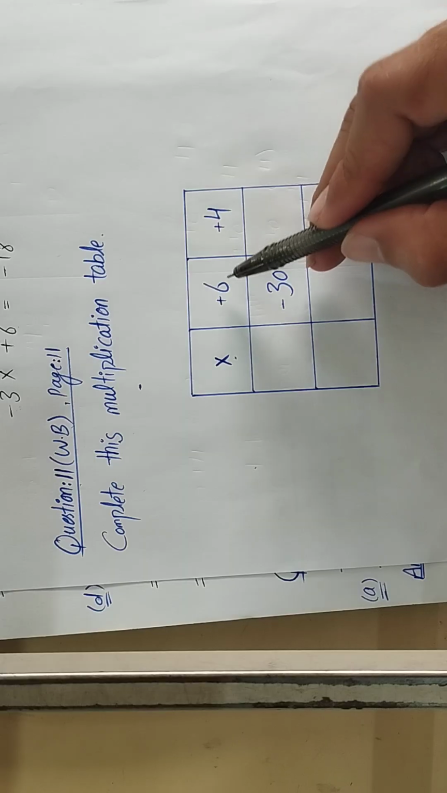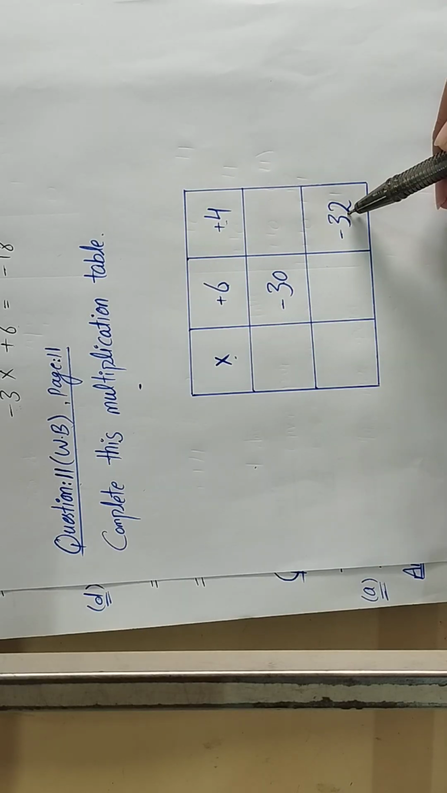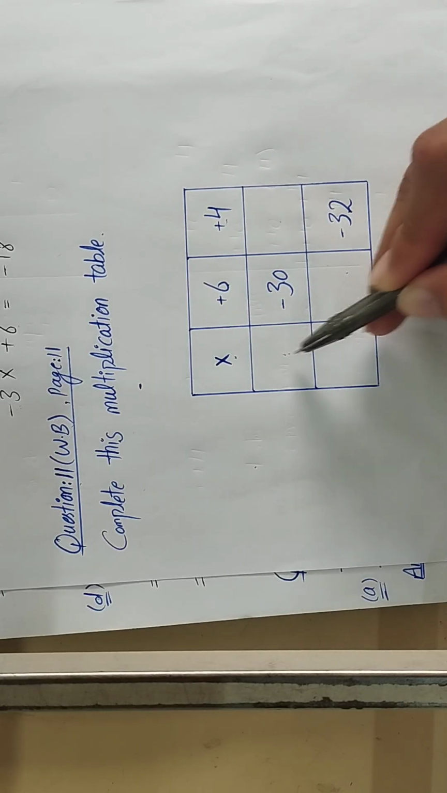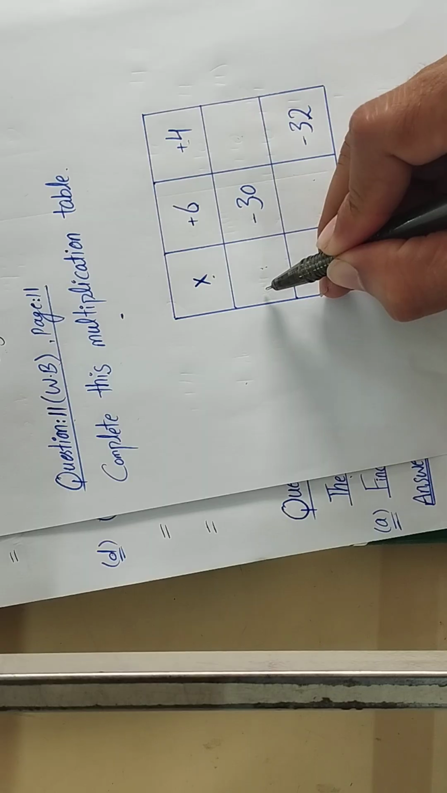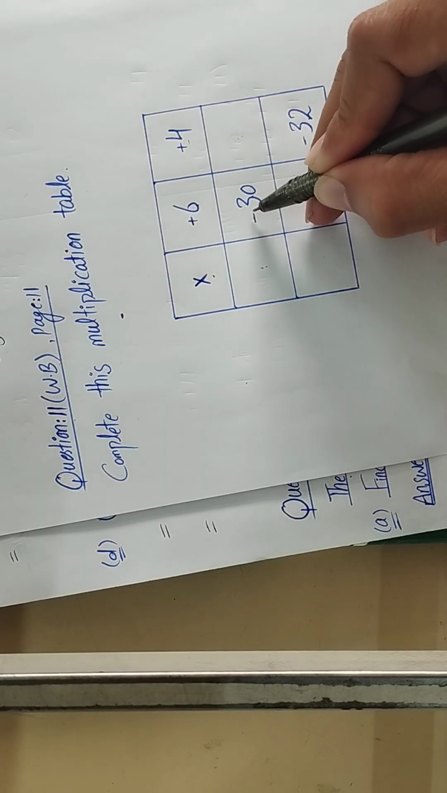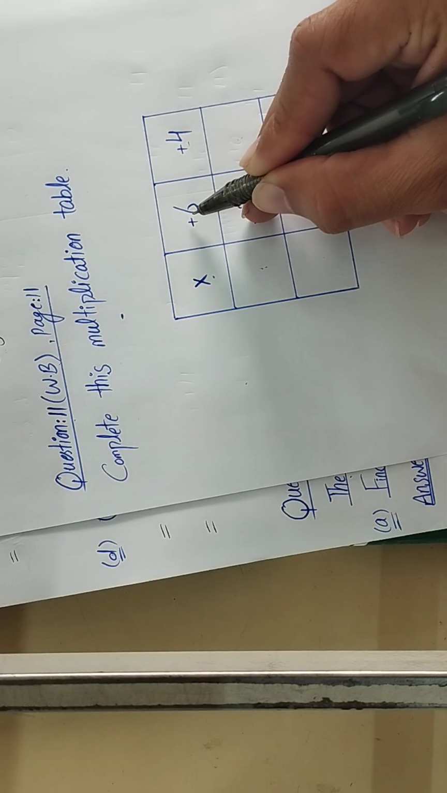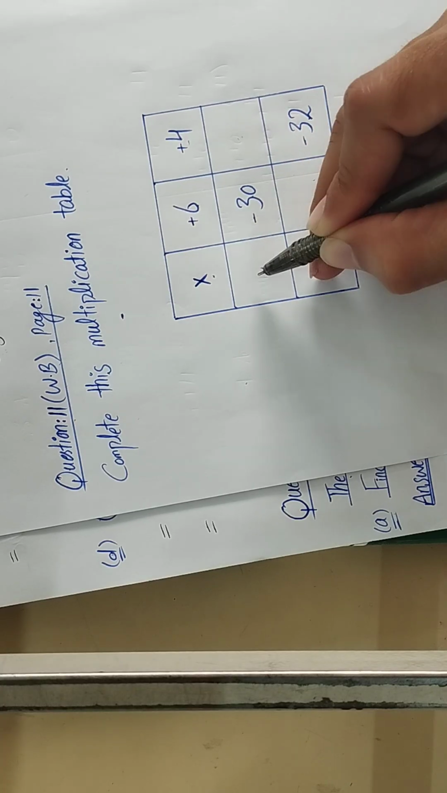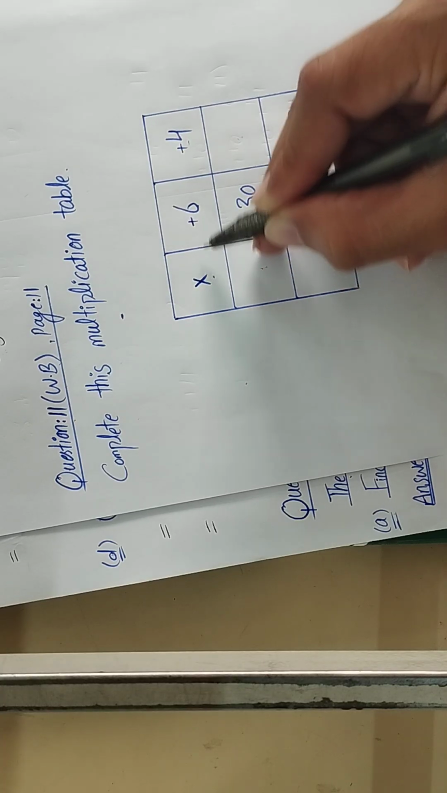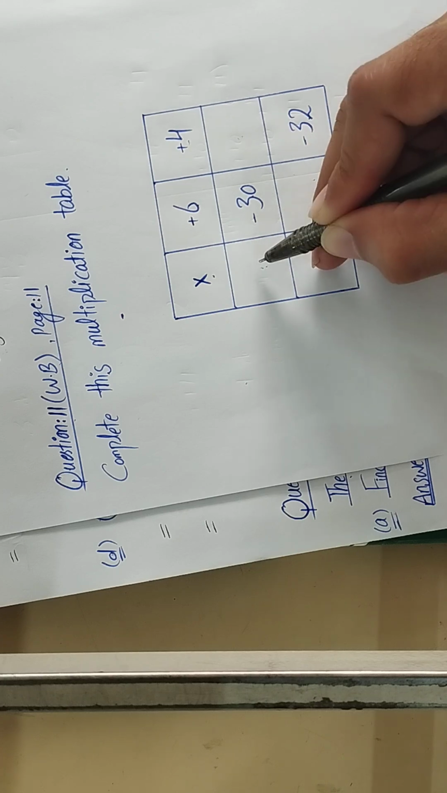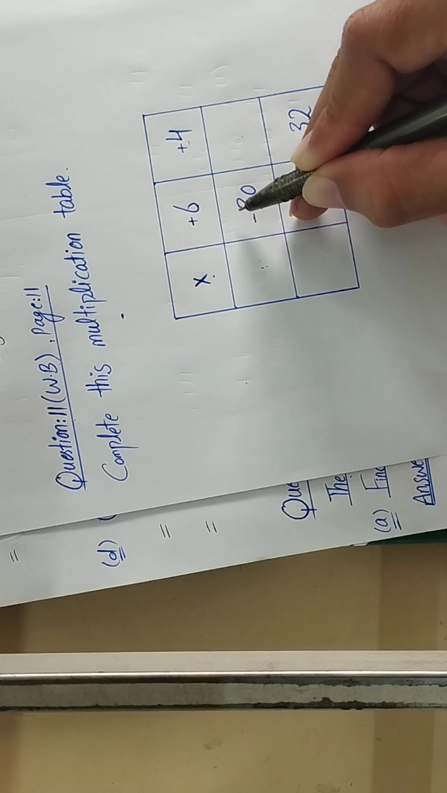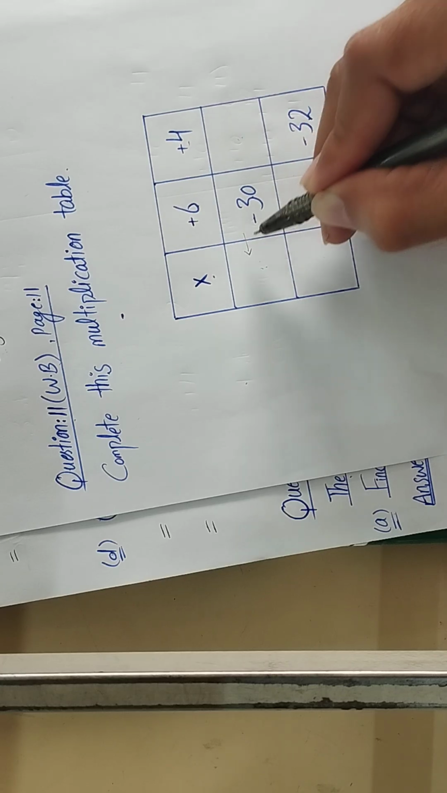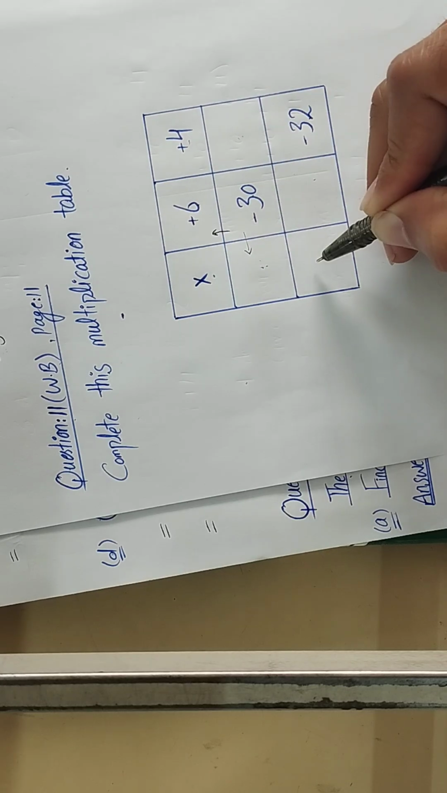Now you can see that 4 numbers are already written in the boxes and 4 numbers are missing. We need to find these 4 missing numbers. Now let's see how to find them. How to find this missing number? We know that this minus 30 is the product of plus 6 and this missing number. When we multiply this number by plus 6, we can get minus 30. So minus 30 is the product of this number and this number.